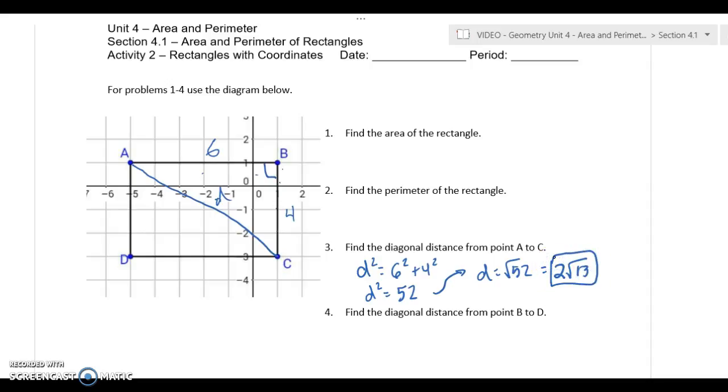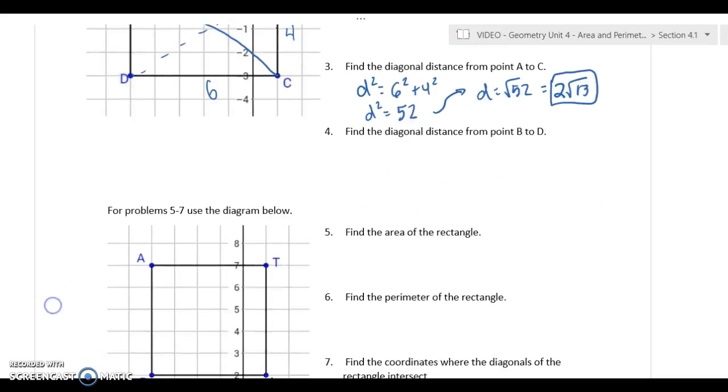Turns out if we did B to D, we would have the same dimension, because in a rectangle, again, your opposite sides are equal. So if we had this diagonal, we would have a height of 4 and a base of 6. It wouldn't change anything about it. All right, so that's kind of cool that the diagonals of a rectangle are going to be congruent.